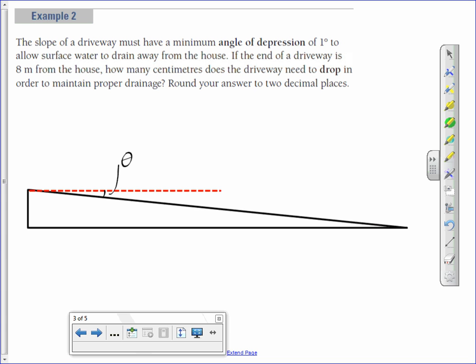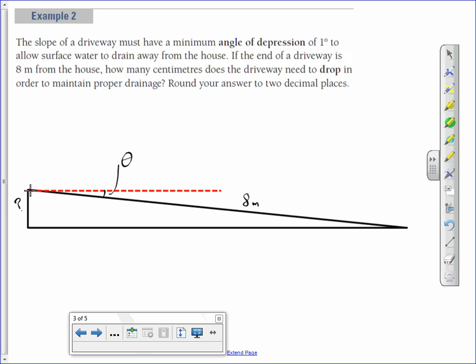The question in this case is, if the end of the driveway is 8 meters from the house, how many centimeters does this driveway need to drop in order to maintain proper drainage? So this distance right here would be 8 meters. This distance right here is what we're looking for. I'll just put a question mark there.